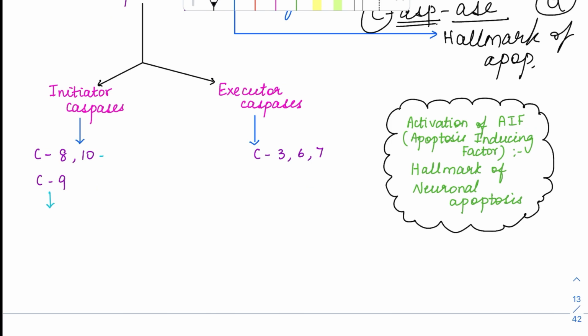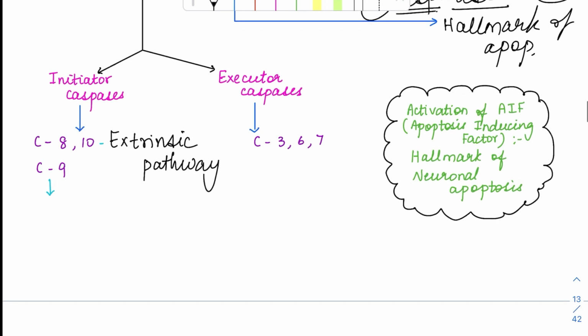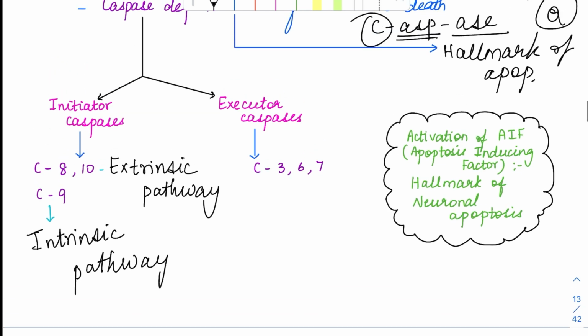So let's see the various caspases. So the initiator caspases are caspases 8, 9 and 10. Out of this, caspases 8 and 10 are going to be there in the extrinsic pathway. Extrinsic pathway was the death receptor pathway. So in this 8 and 10 are present, while caspase 9 is going to be activated in the intrinsic pathway. So 8, 9 and 10 are the initiator caspases. So remember 8 and 10.